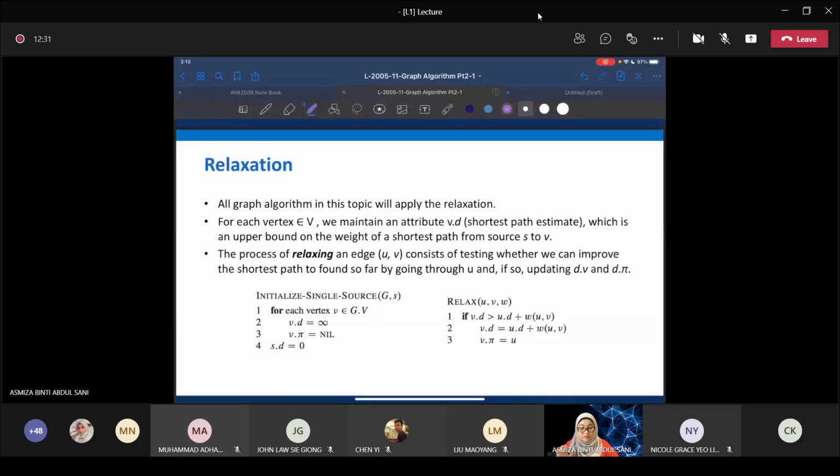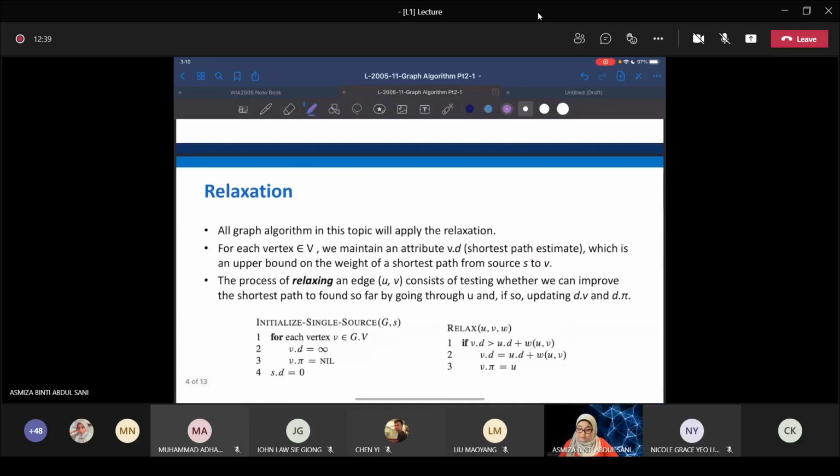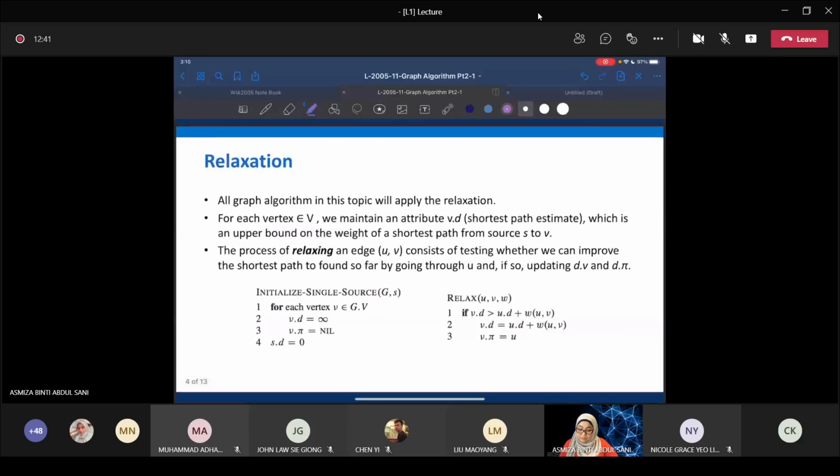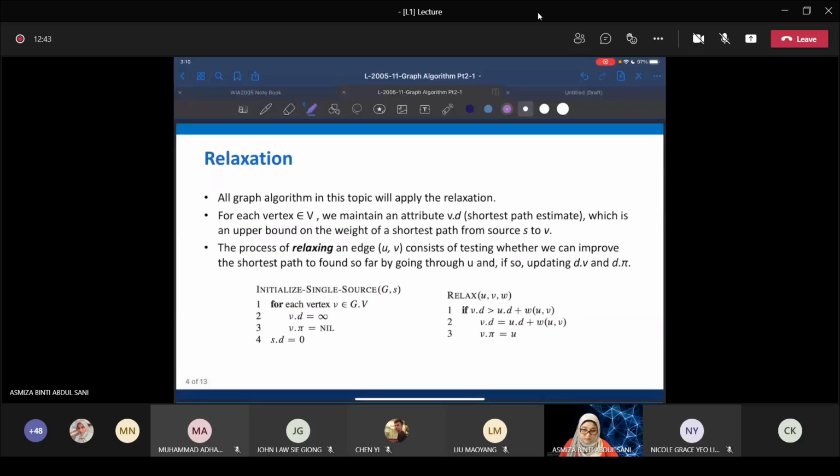So you may find that some graphs will have negative values for the edges. All right. So before we go forward with the algorithms, like Dijkstra, Bellman-Ford, and Floyd-Warshall, let's look at this concept called relaxation. All these algorithms will apply this relaxation process.